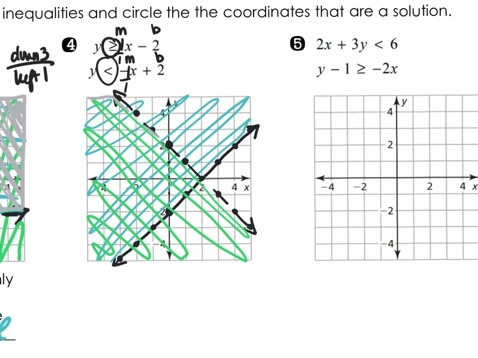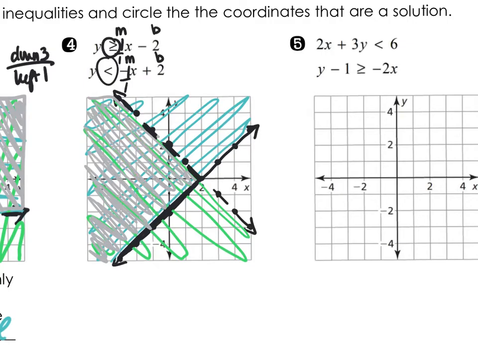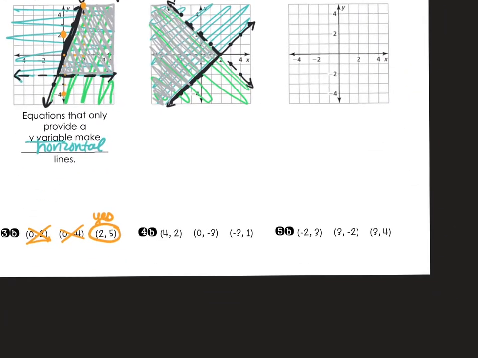Remember, this side was dashed, so I wouldn't include numbers on that line, but this one was solid, so I would include numbers that fell on that. But only within this section here. That's my important area. Okay, now let's check our solutions.